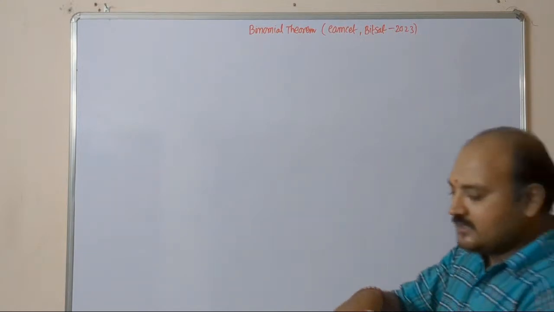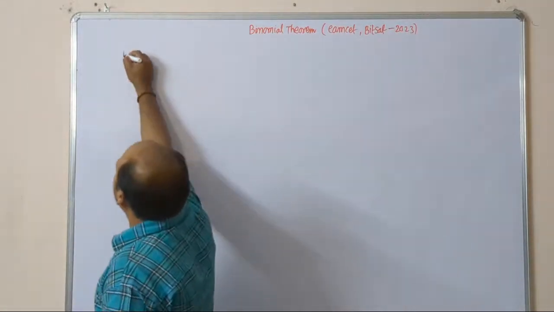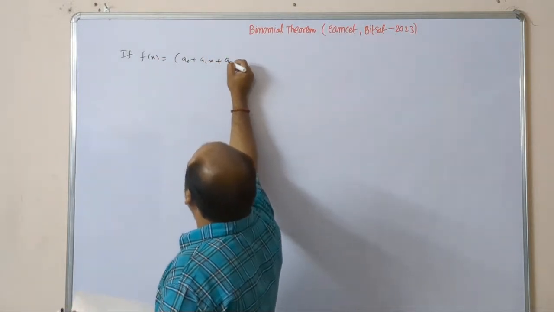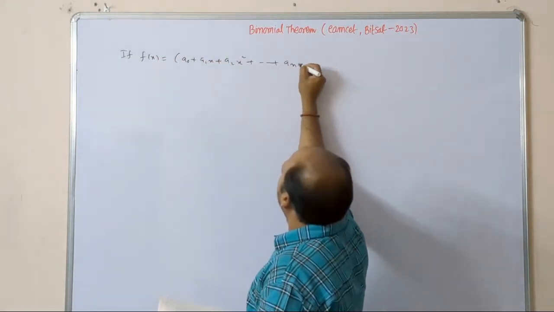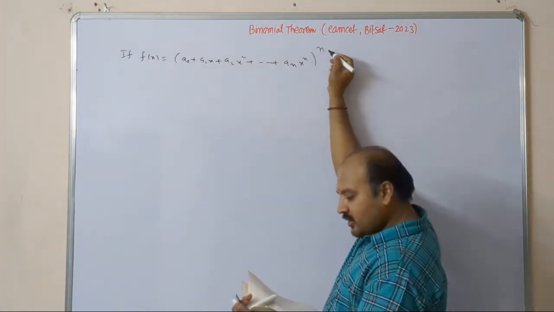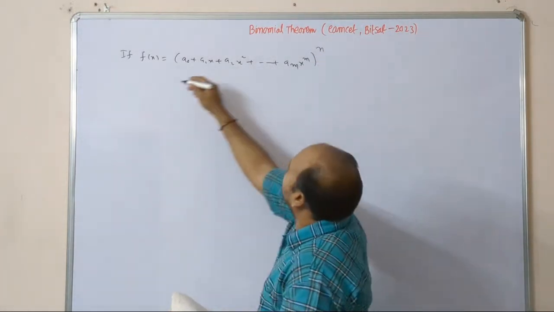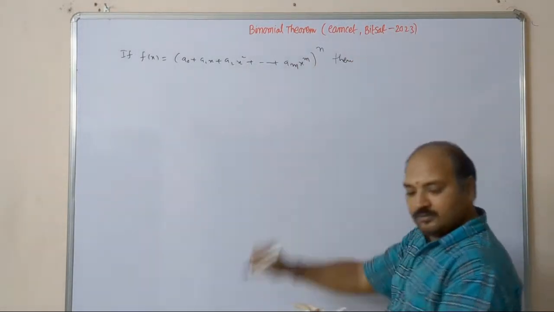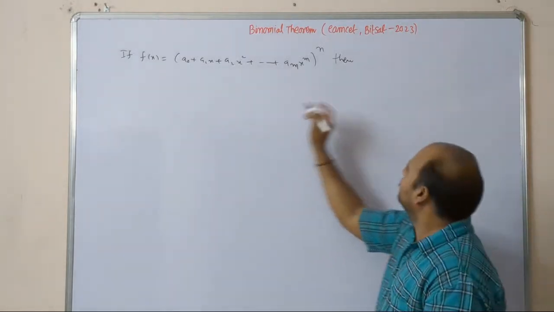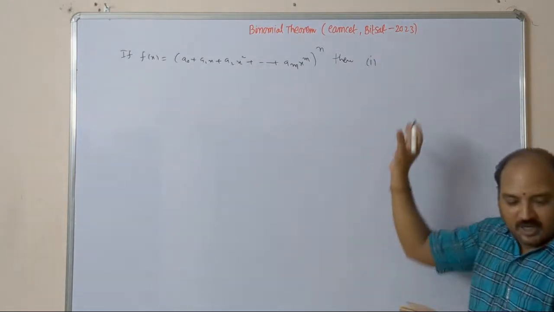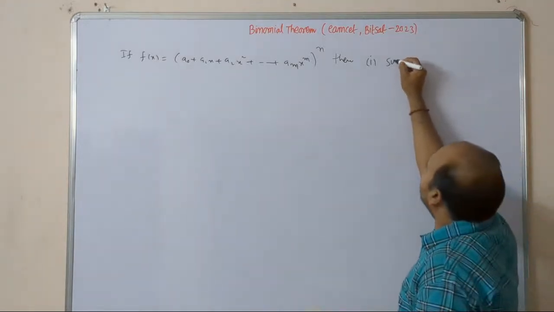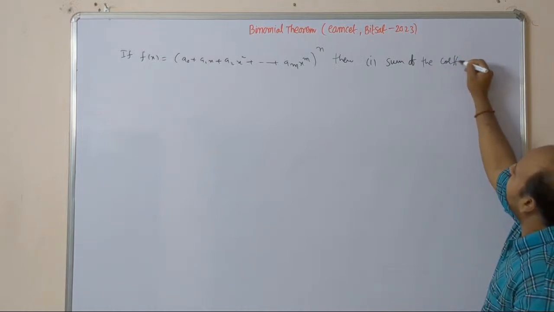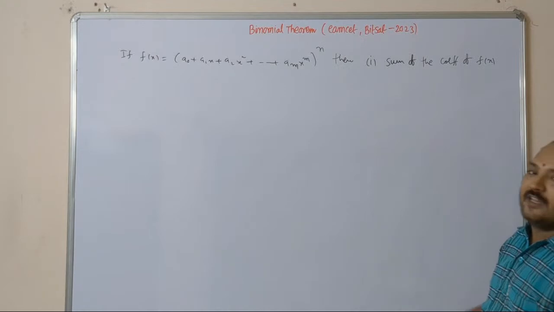Yeah, the next one is: if f of x equal to a0 plus a1x plus a2x squared plus and so on, an x power n, whole power n, then this is the expansion. First question they will ask, 3 important points I will write. Sum of the coefficients of f of x, like this they will ask.